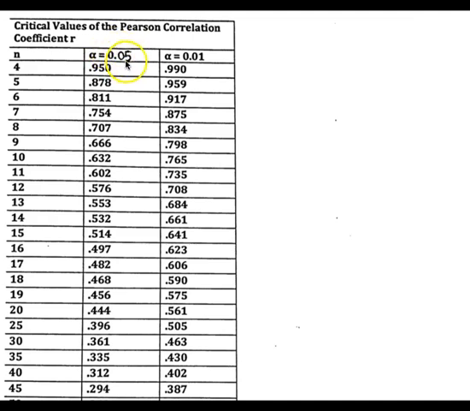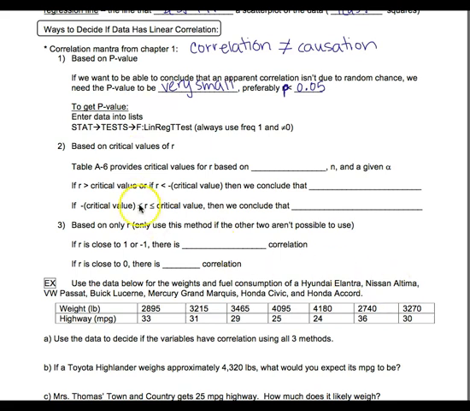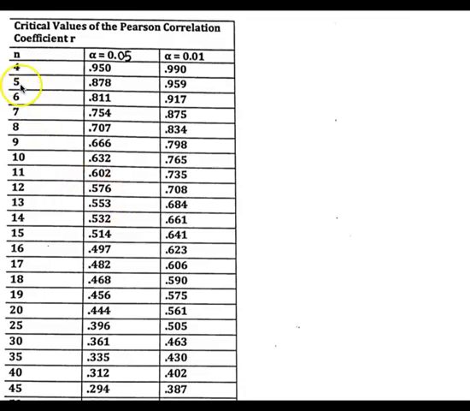Also, I changed this in the back of the book. It's correct, but on the formula sheet for some reason they had like 0.5 instead of 0.05. So it provides critical values for R based on the number of data points, which is n. So how many pieces of data are we looking at? That's what we are going to use to determine our row. So here's n. If you have only 5 data points, we would use this row. If you have 40 data points, we'd be down here.